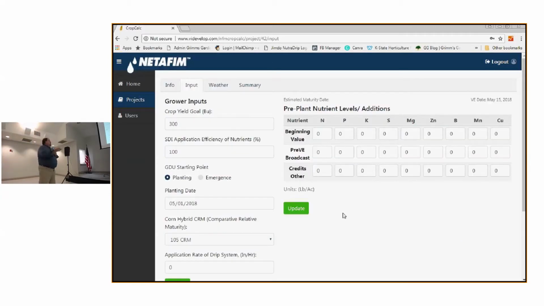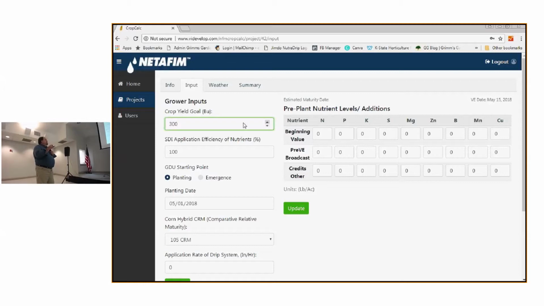So the input screen, we've got the info, which was the first screen, that we're in the input screen now, and there's two other screens as part of the tool. The input screen, we can enter in our yield goal for crop. We can either type it in or we can hit this and then go up and down. So maybe go down a couple, so we've got 295 or 300 or whatever, wherever you want to be.